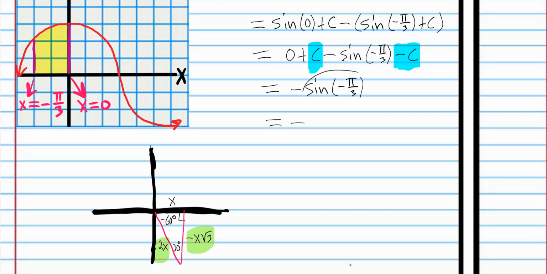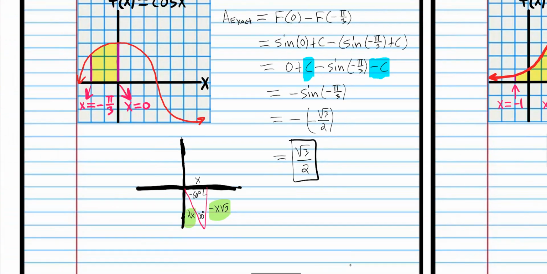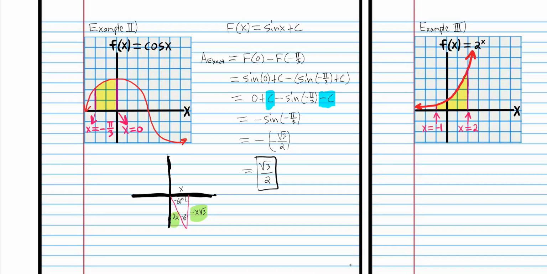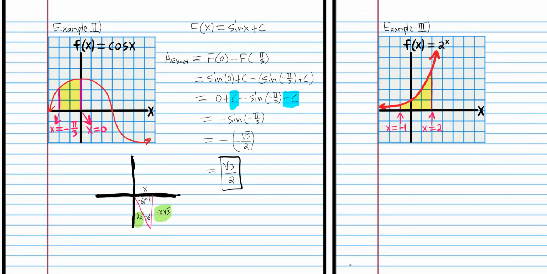So now the question is, what is sine of negative pi over 3? Well, we just calculated that. It's the opposite side from the angle divided by the hypotenuse. So negative root 3 over 2. That's a double negative, so we get root 3 over 2. That's the answer. Okay, so again, this is the fundamental theorem of calculus.